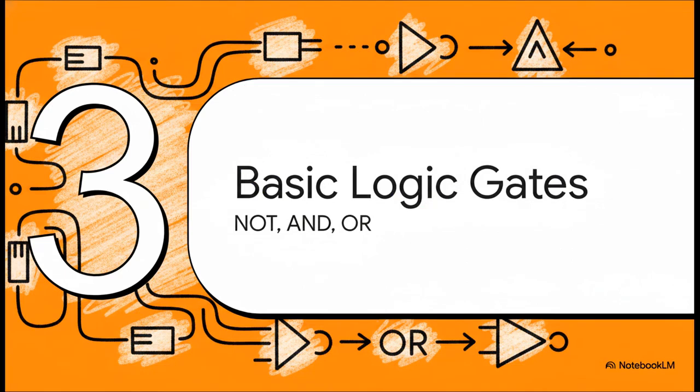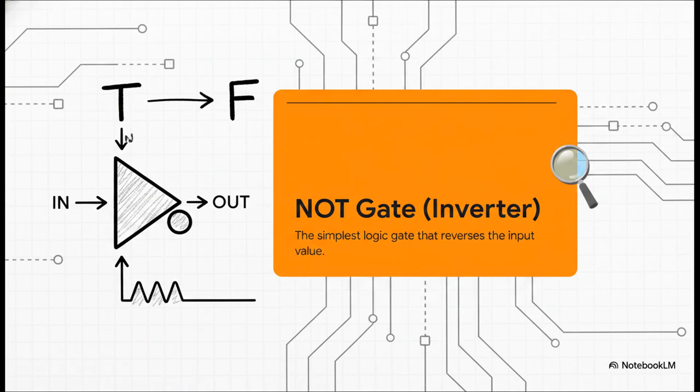Which brings us to section 3, basic NOT, AND, and OR gates. So how do we jump from a physical switch to actual logical decisions? Well, we combine those transistors to build logic gates. The absolute simplest one is the NOT gate, also known as an inverter. Its rule is beautifully straightforward. It just reverses the input. If the input is a high voltage, or true, the output flips to a low voltage, or false.